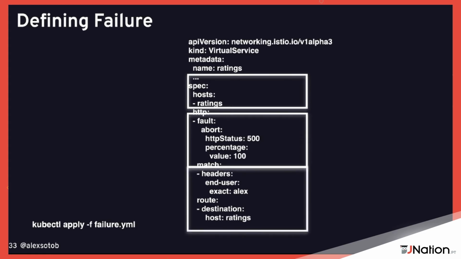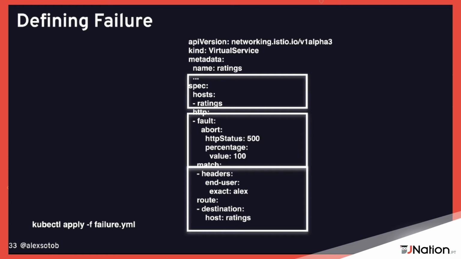But notice that what I'm doing here is matching on a header called end-user with the exact value Alex. So I'm containing the experiment, and I'm saying I just want to return a 500 error when someone sends a request to the ratings service and has a header with the key end-user and the value Alex. So when Alex makes a request to ratings, a 500 error code is going to come back. And then you can just run kubectl apply -f failure, and this is going to happen.